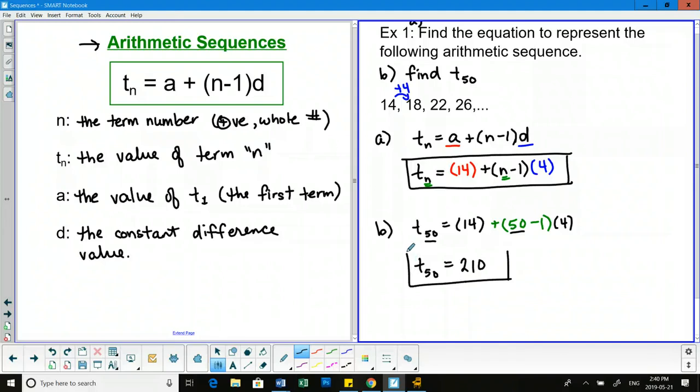And that is the value. If I were to write out all 50 terms of this sequence, that would be the value of the 50th term. Much faster than writing out 50 terms, I think, right? Owen's like, I don't know, I could race you.